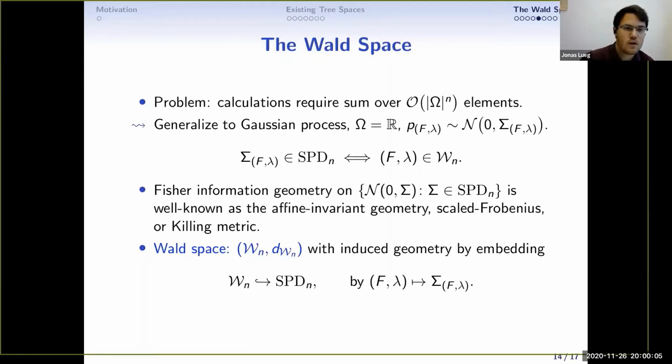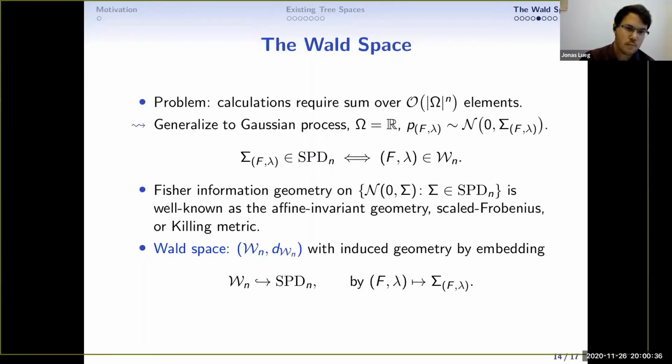We want to generalize the Markov process to a Gaussian process as a solution to that. So our state space will become the real numbers. And very interestingly, the probability mass functions, so the joint density at the marginals, become zero mean multivariate Gaussians with exactly the covariance matrices that we use to characterize our forests in the edge product space.